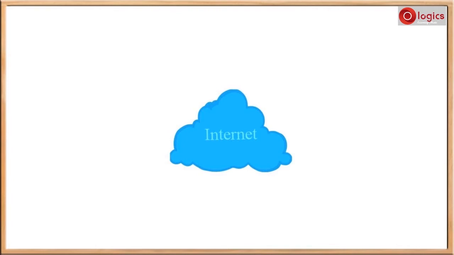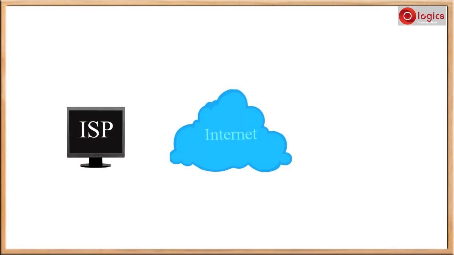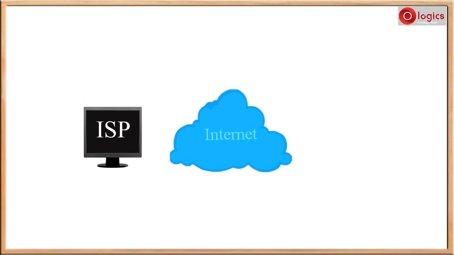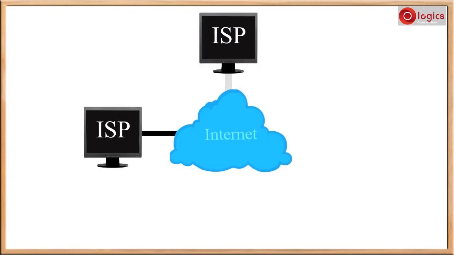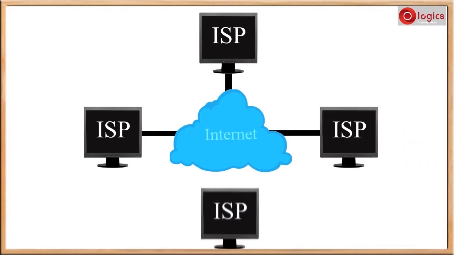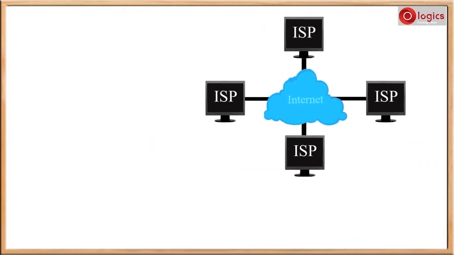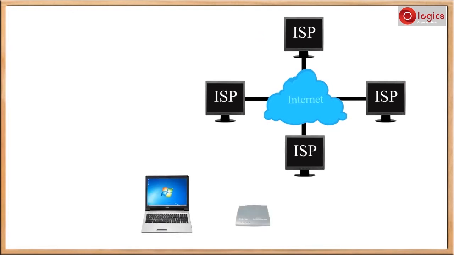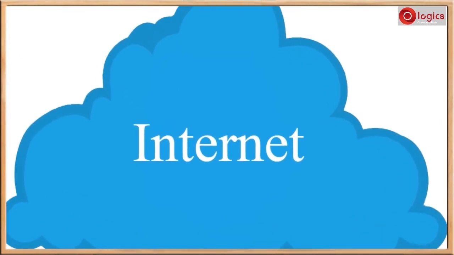Now, we are going to learn what is required to access the internet. ISP, Internet Service Provider, provides the internet accounts. There are many ISPs across the globe. This is your computer, and this is your modem. Your computer is connected to the modem, and the modem is interconnected to the Internet Service Provider. Now, let's understand the internet in detail.